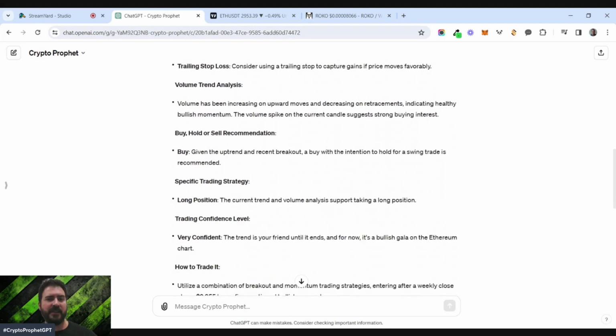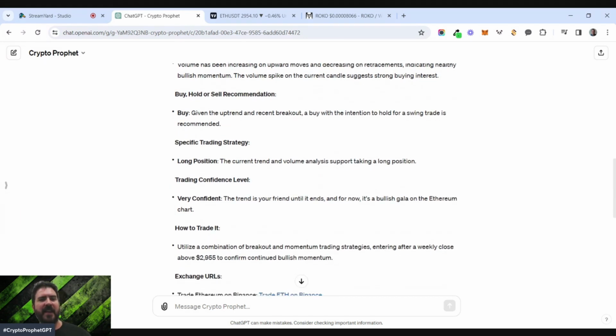And then volume trend analysis. The volume has been increasing on upward moves and decreasing on retracements, indicating healthy bullish momentum. The volume spike on the current candle suggests strong buying interest. Buy, hold, or sell recommendation: it gives a buy recommendation. Given the uptrend and the recent breakout, a buy with the intention to hold for a swing trade is recommended.